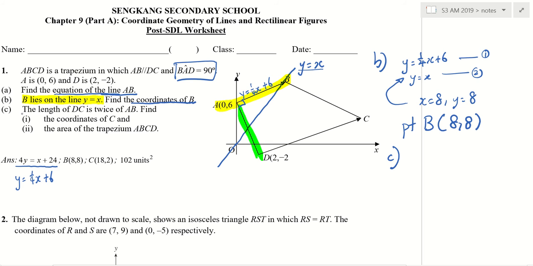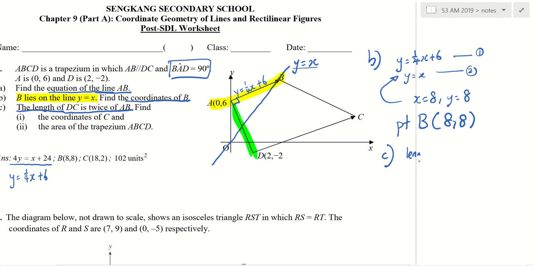Now, can you underline the unknown? There's nothing to underline, you don't even have the question. I'm so sorry. Okay, listen first. When you get a paper, read the question and then do the necessary things. Now, the length of DC is twice of AB. So let us look at AB again. Is AB longer or DC longer? DC, yeah.